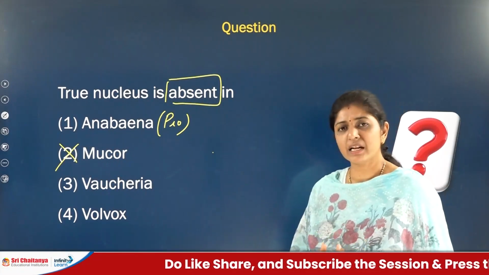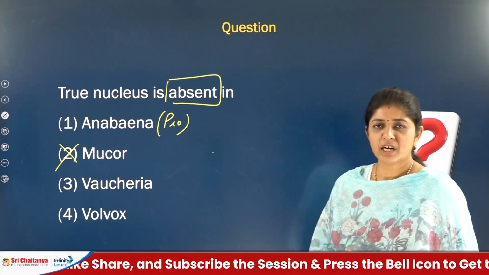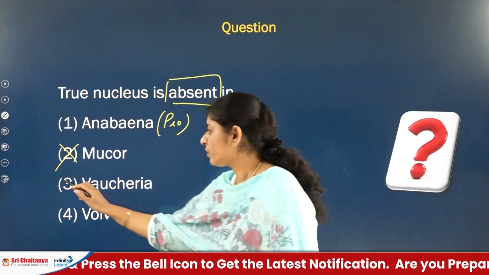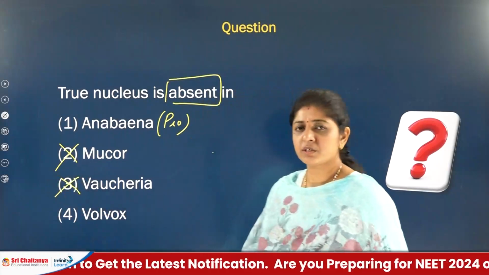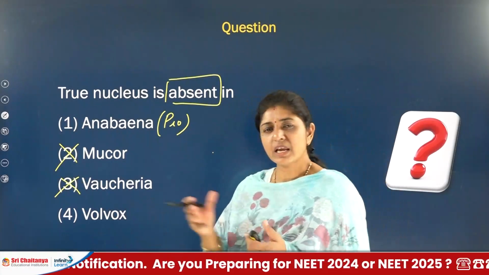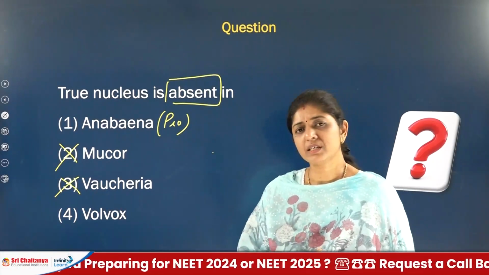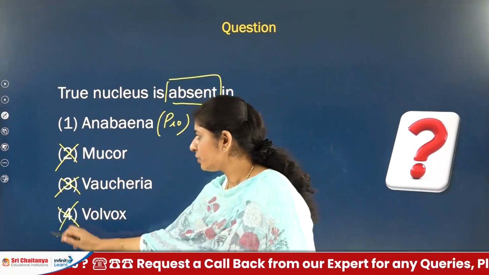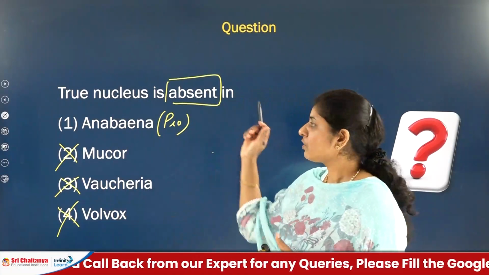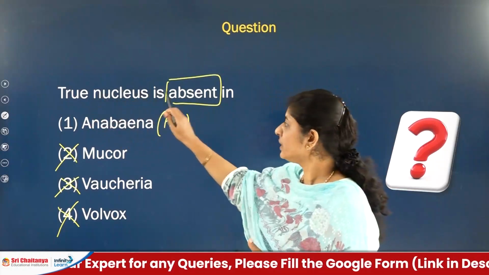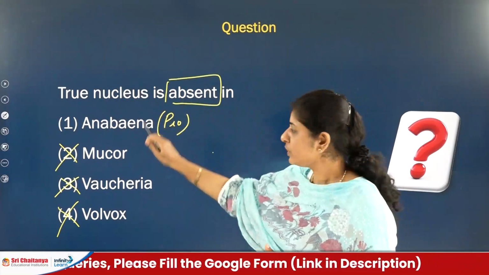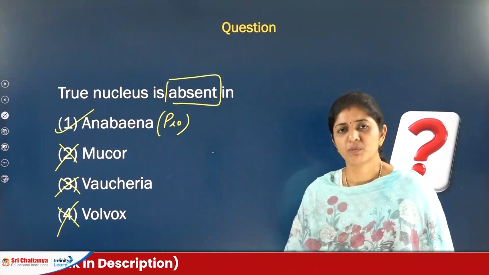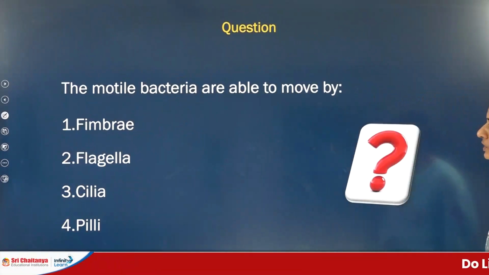Vaucheria will come under algae. This is not given in your NCERT, but they have given this option in one of the years. So it is not your answer, being a eukaryote. Then Volvox, again it comes under the green algae. It is a eukaryote, so again it has the nucleus. That's why it is not your answer. Finally, what will be the answer? True nucleus is absent in which of the following? Anabaena, right? Being a prokaryote. Let's see the next question.